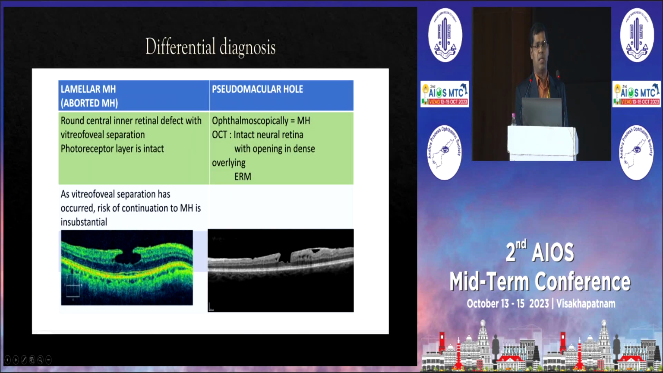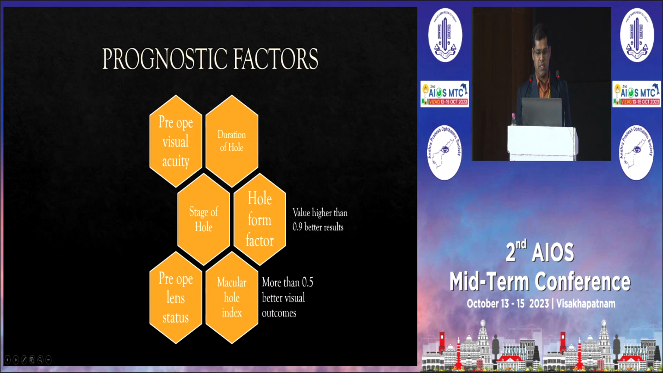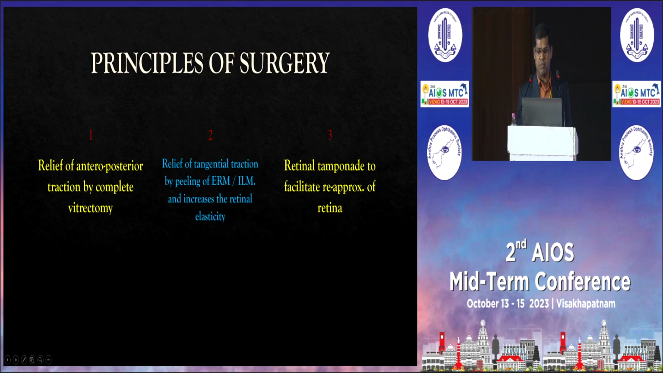Differential diagnosis includes a lamellar macular hole and a pseudomacular hole. In a lamellar macular hole, there is a loss of inner retinal tissue, and in a pseudomacular hole, there is no loss of inner retinal tissue, where we can see an epiretinal membrane with cystic spaces. Coming to the prognostic factors, it depends upon the preoperative visual acuity, the duration of the macular hole, stage of the macular hole, pre-op lens status, and the hole formation factor. A value higher than 0.5 gives better results, and a macular hole index more than 0.5 has a better visual outcome.